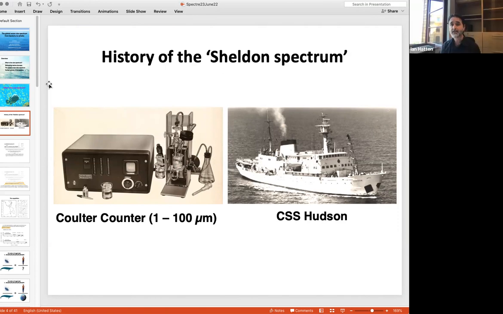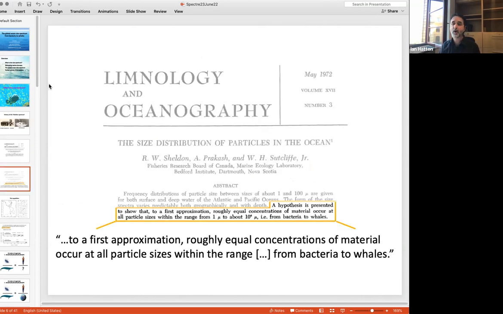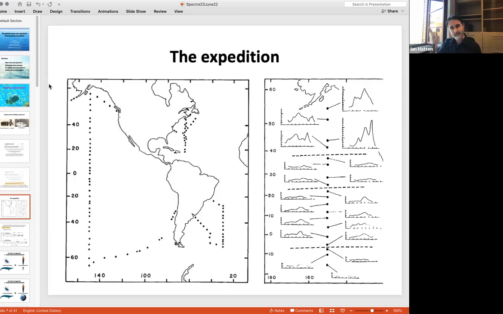And so this led to a magnificent paper, now 50 years old, where Sheldon et al. hypothesized that to a first approximation, roughly equal concentrations of material occur at all particle sizes within the range from bacteria to whales. So how did they come up with this crazy bold hypothesis? They did a circumnavigation of the Americas, and at each site, they got buckets of water, put it through the Coulter counter, and constructed plots like these on the right-hand side.